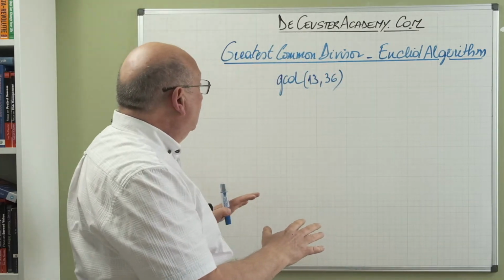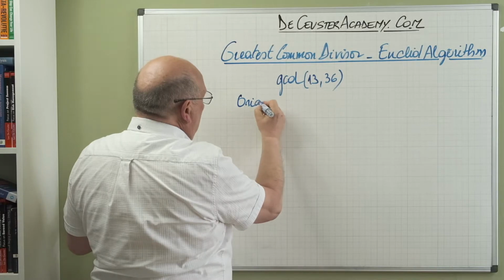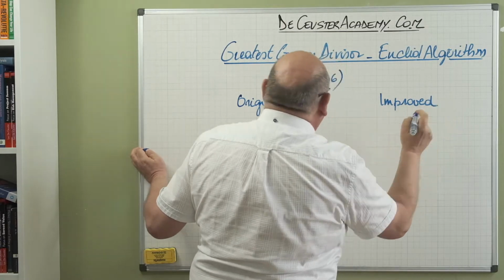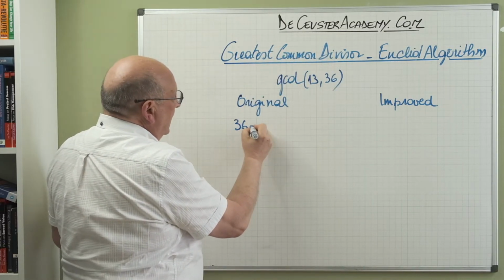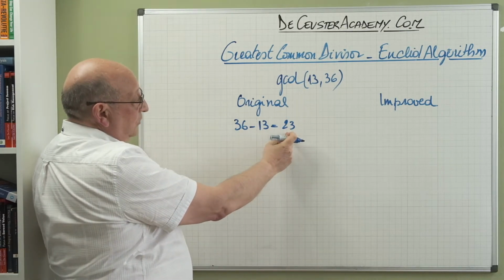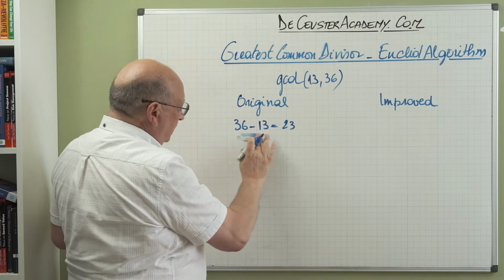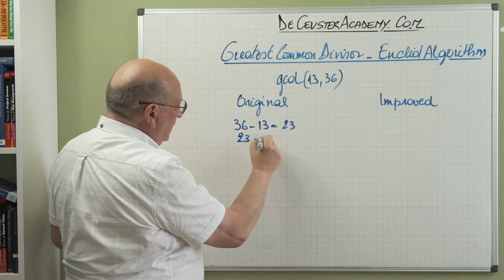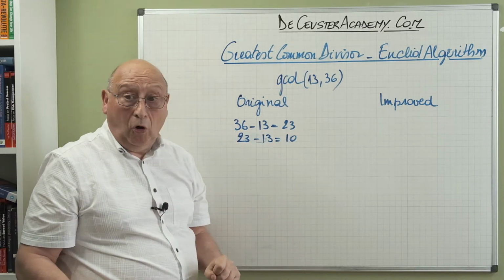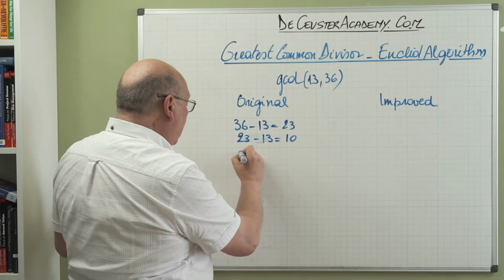Let's now apply the Euclidean algorithm, the original and the improved. So we start with 36 minus 13 is 23. We take again 23, it is still larger than 13. So I say 23 and I put it under here. 23 minus 13 is equal to 10. And now we see 10 is smaller than 13. So now we continue with 13.